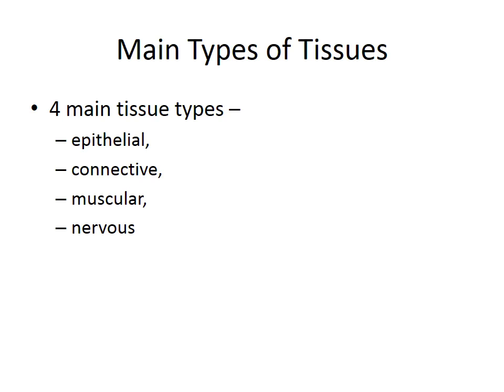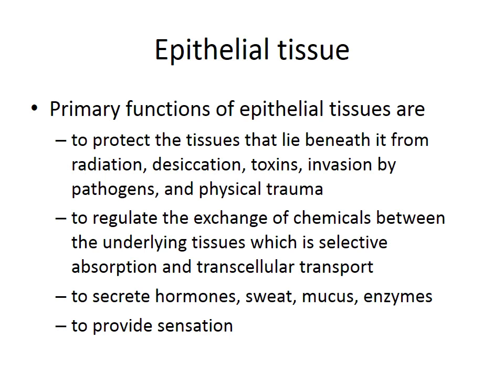Actually, it's pretty simple. There are only 4 main tissue types. So all those organs that look very complex and very different from each other are actually made out of just 4 different tissue types. So tissue types can either be epithelial, connective, muscular, or nervous. And these are all cells that are modified in one way or another. And we're going to look at those modifications.